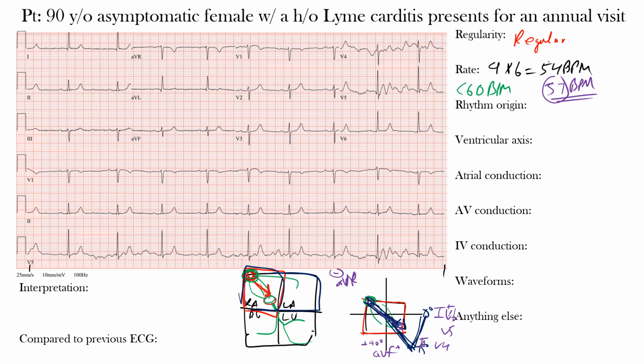So let's look at our leads now. If we look at lead 1, you can slightly make out the P wave there. It's hard to make out the other ones. Here's lead 2, it's a little easier, there's some P waves. And then we have lead AVF.